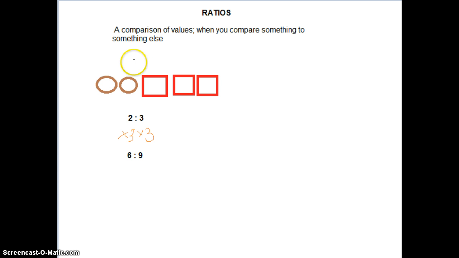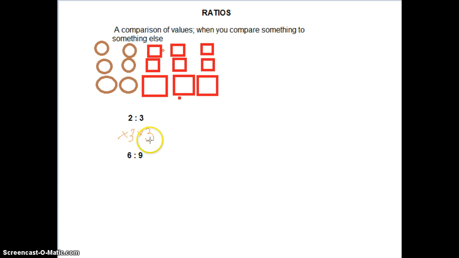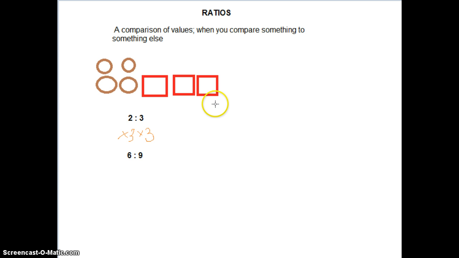So let me go ahead and do that. So I'm going to draw. So let's see. I have to draw 4 more circles to make 6. And then I need to have 9 squares in total. So if I do that real quickly, you should see that the ratio is still the same. For every 2 there is 3. For every 4 there is 6. And then also for every 6 circles there are 9. So that's what ratios are when you compare two values.